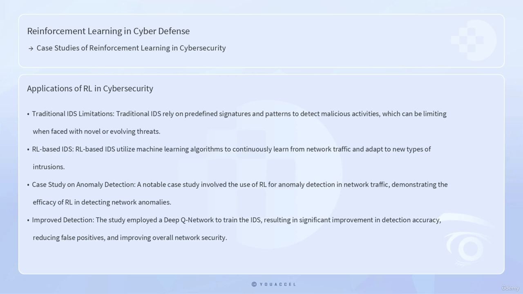A research conducted by Sultana and Chilamkurti demonstrated the efficacy of RL in detecting network anomalies. The study employed a deep Q-network to train the IDS, which resulted in a significant improvement in detection accuracy compared to traditional methods. The RL-based IDS was capable of identifying previously unseen attack patterns, reducing false positives, and improving overall network security.